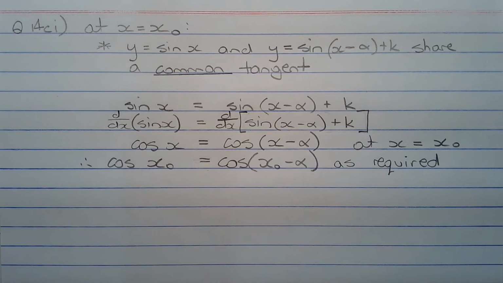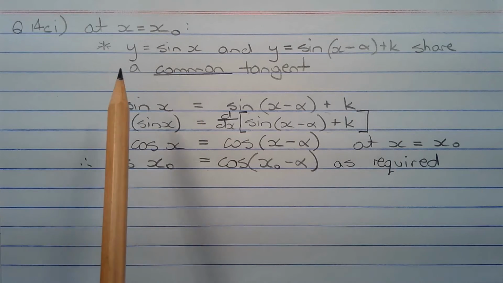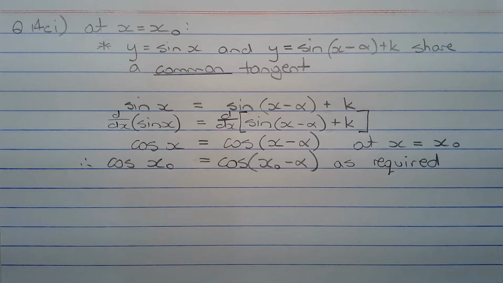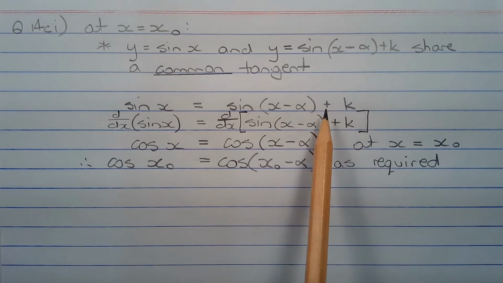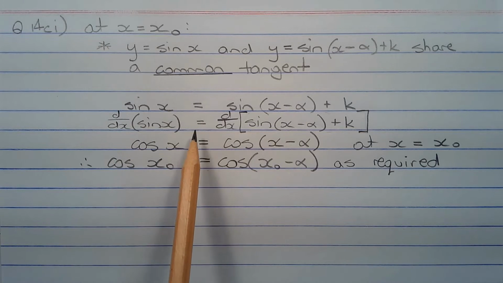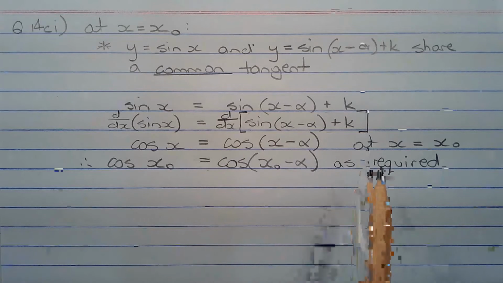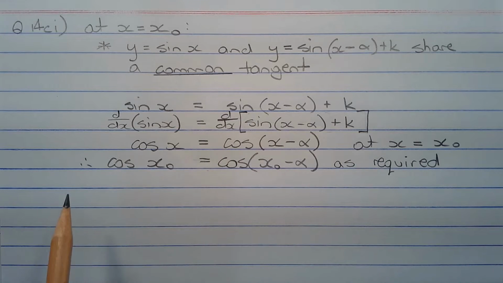At x equals x0, the curves y equals sin x and y equals sin(x minus alpha) plus k share a common tangent. So this means two things. Firstly, sin x equals sin(x minus alpha) plus k, and also their derivatives are equal. So the derivative of sin x is equal to the derivative of sin(x minus alpha) plus k. Differentiating both sides with respect to x, we get cos x is equal to cos(x minus alpha). Now at the point where x equals x0, this means that cos x0 is equal to cos(x0 minus alpha), as required.